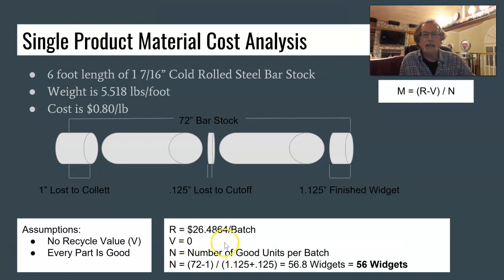Okay, so let's look at what N is. For every unit, we're going to lose the 1 inch loss to the collet, and then each piece is going to take up 1.5 inches because we have the finished product size and then the loss of material of 1/8 of an inch. So we end up with 56.8 widgets per length of bar stock, which is 72 inches minus 1 divided by 1.5. We can't have 0.8 of a widget, so we end up with 56 widgets.